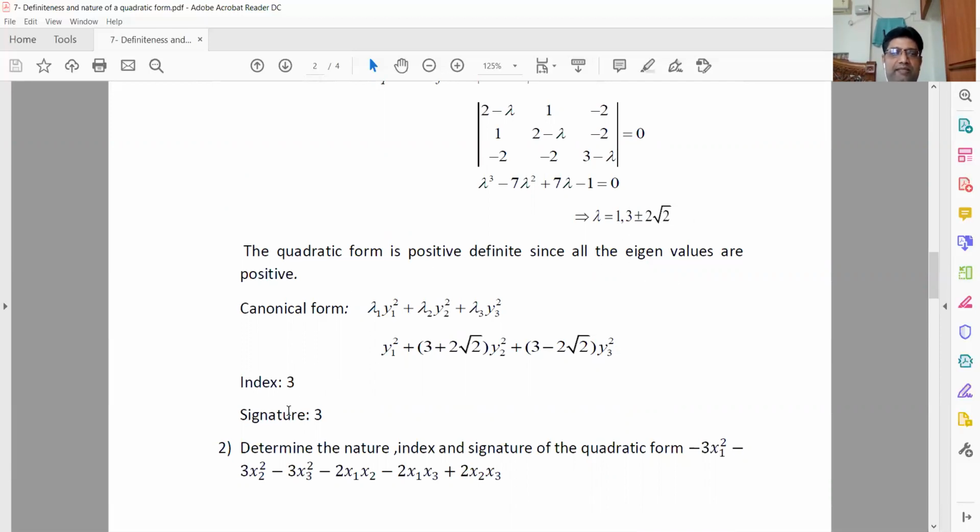And to write the index and signature, we require canonical form. What is canonical form? The formula is this one. So lambda 1 is 1, lambda 2 is 3 plus 2 root 2, lambda 3 is this one. So this is the canonical form.